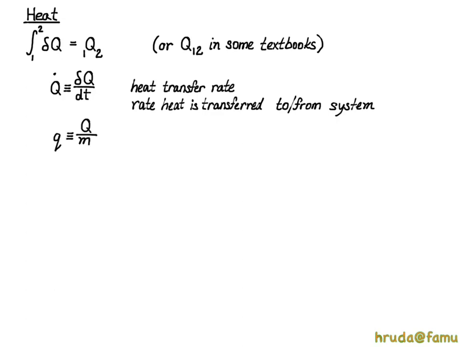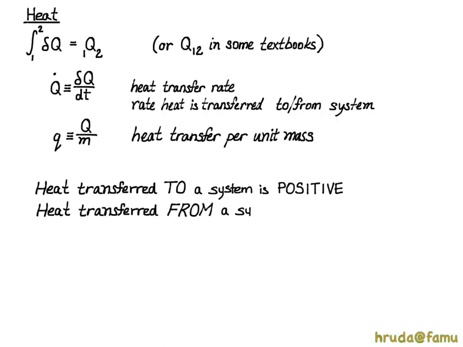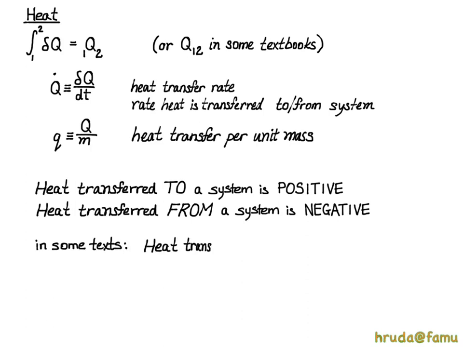We can also have a lowercase q, that would be heat per unit mass. That is the heat transfer per unit mass of the substance that we have. Now it's important to note the sign convention for heat. Heat transferred to a system is positive, and heat transferred from a system is negative. So once again, heat transferred to a system is positive, heat transferred from a system is negative.